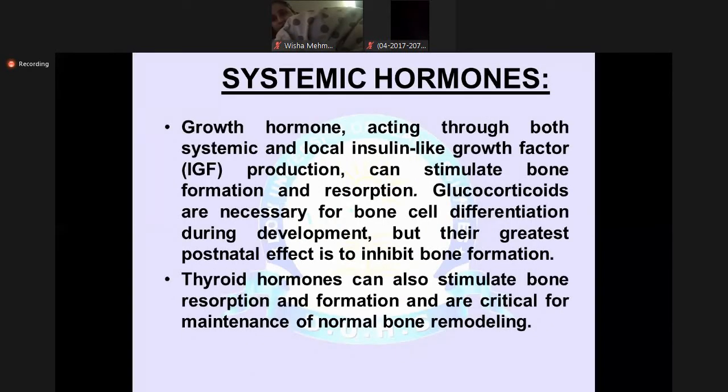Then growth hormone, acting through both systemic and local insulin-like growth factor, can stimulate bone formation and resorption. Glucocorticoids are necessary for bone cell differentiation during development, but the greatest postnatal effect is to inhibit bone formation. Thyroid hormone can also stimulate bone resorption and formation and is critical for the maintenance of normal bone remodeling. So these are all the effects of the different systemic hormones which act directly on the bone modeling and remodeling process.